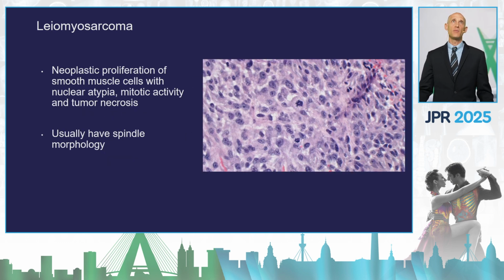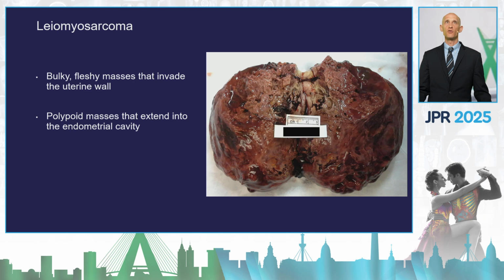What separates a leiomyosarcoma from a benign leiomyoma is the presence of nuclear atypia, abnormal mitotic activity, and the presence of tumor necrosis. Now, what do these look like at gross pathology? Well, they're often bulky, fleshy masses that are invasive of the uterine wall. Remember, we have said that leiomyoma have sharp margins. Leiomyosarcomas, given their invasion, will have ill-defined margins. Occasionally, they will have a more polypoid appearance with extension into the endometrial cavity, which can, in that case, mimic an endometrial cancer.